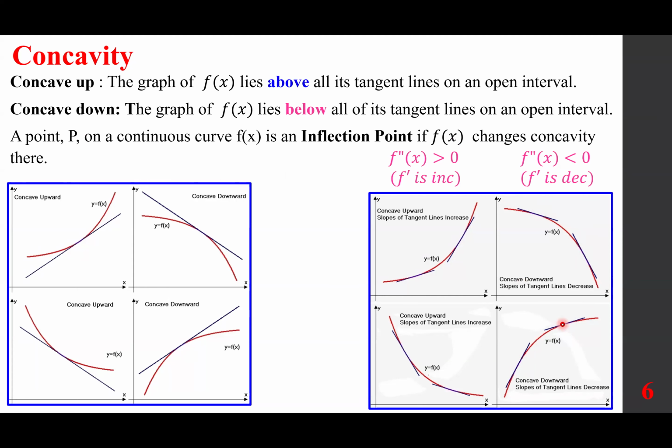Now, as far as the inflection point is concerned, a point P on a continuous curve f of x is an inflection point if f of x changes concavity. As you can see, this is concave down, then it becomes concave up. This is the point of inflection. Or this is concave up, then concave down. That's a point of inflection as well.